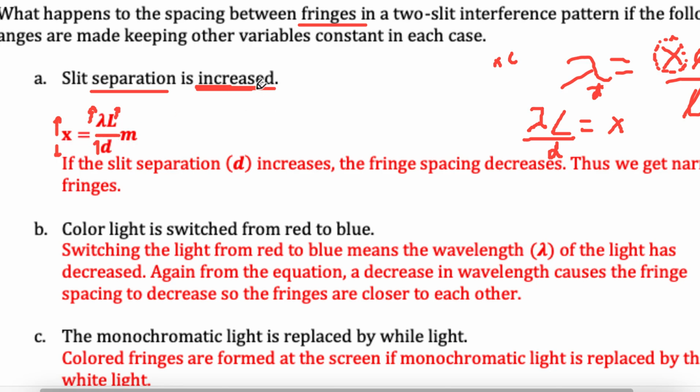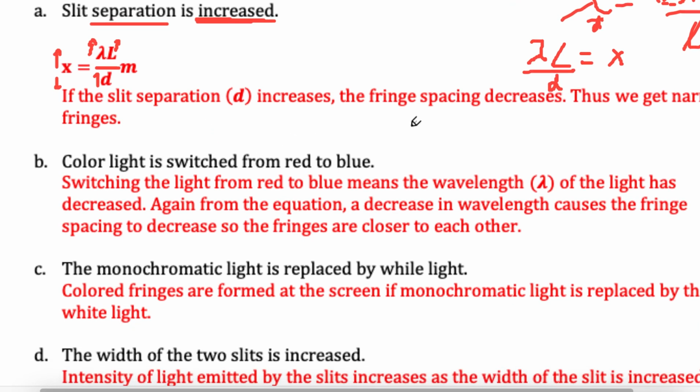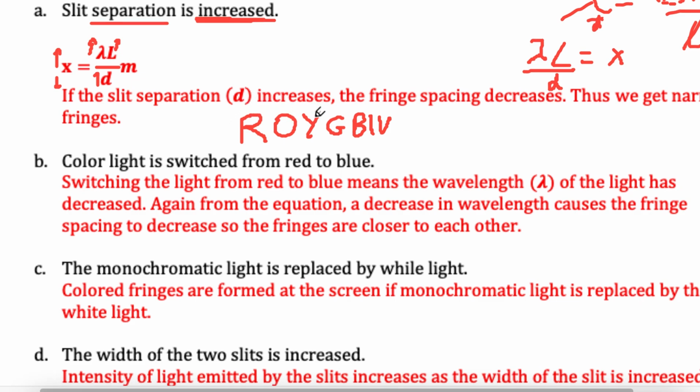So that's what you can say. Next, color switch from red to blue. For this, you need to remember the order of the colors to help you get this. There's a little trick just called Roy G. Biv. R-O-Y G. B-I-V. Red, orange, yellow, green, blue, indigo, violet.